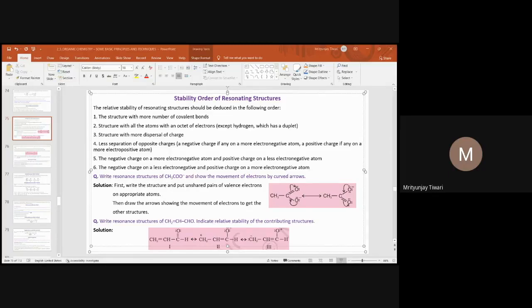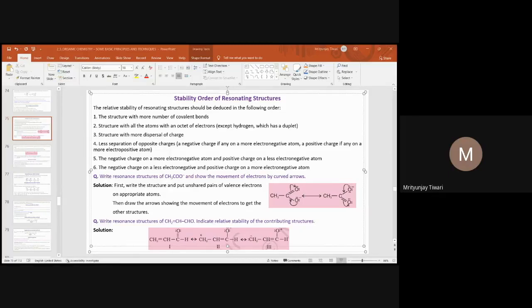Write the resonance structures of the acetate ion and show the movement of electrons by curved arrows. So this is the structure, and we will open it up. This CH3, then carbon, and this carbon is the carbonyl group. So carbon double bond oxygen, and then O minus. There is a single bond between carbon and oxygen, and the negative charge on the oxygen atom. So this is one of the resonance structures of the acetate ion.